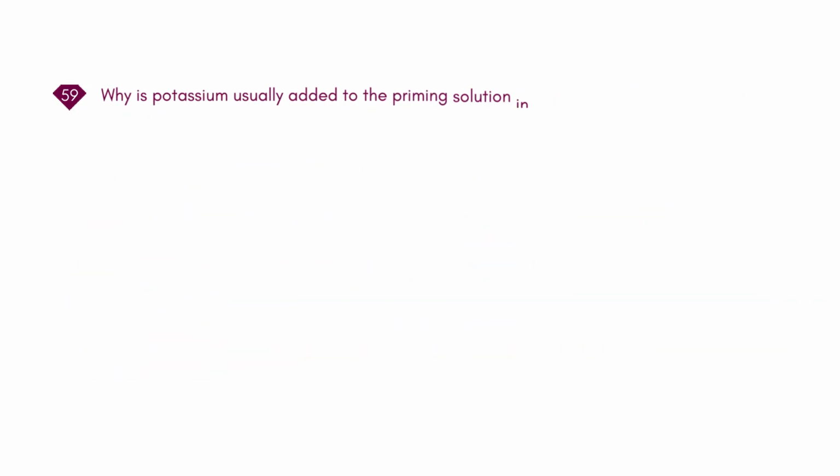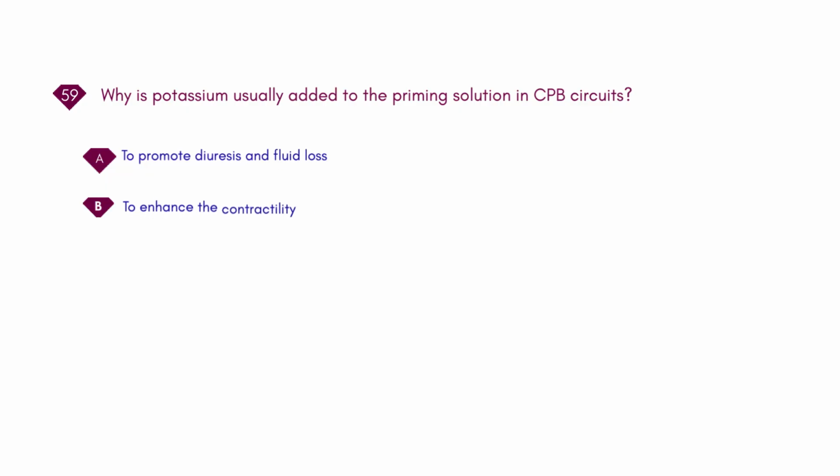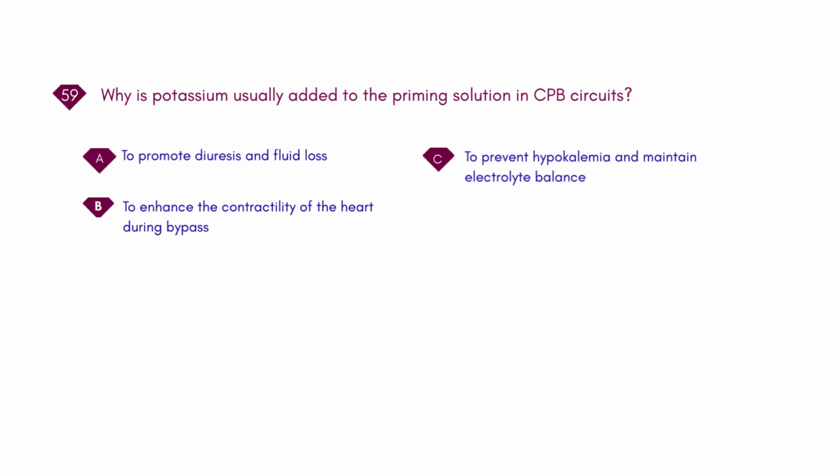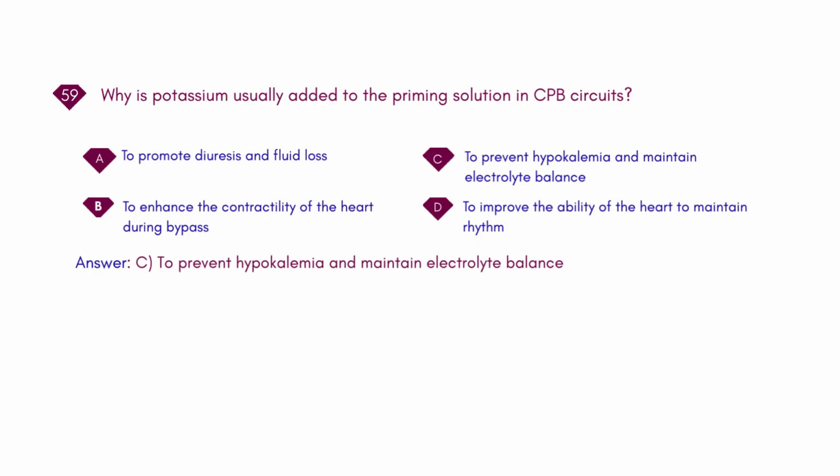Why is potassium usually added to the priming solution in CPB circuits? A. To promote diuresis and fluid loss. B. To enhance the contractility of the heart during bypass. C. To prevent hypokalemia and maintain electrolyte balance. D. To improve the ability of the heart to maintain rhythm. Answer: C. To prevent hypokalemia and maintain electrolyte balance.